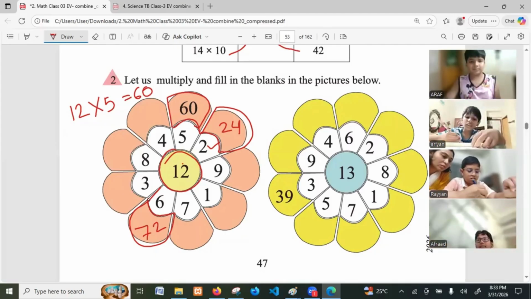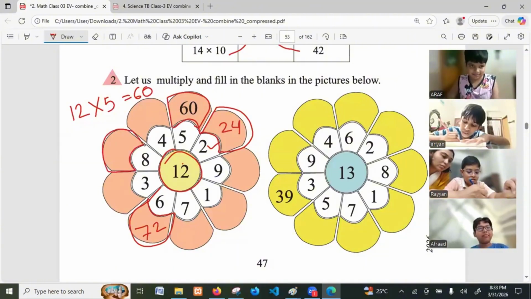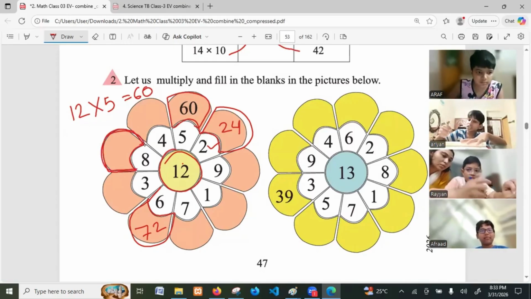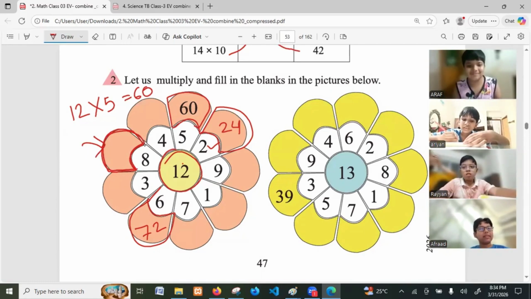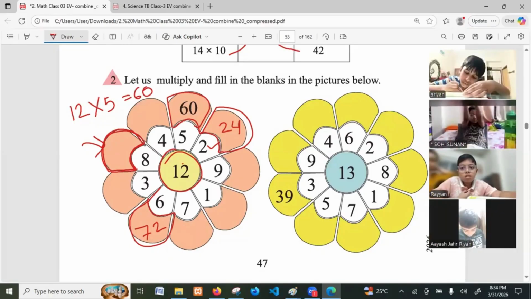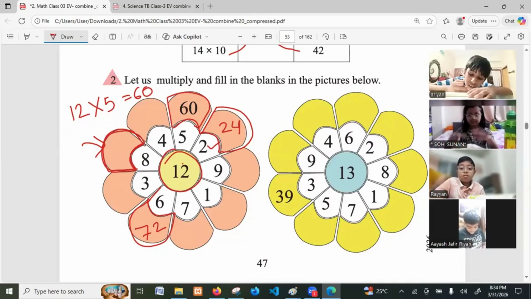Very good. Okay. Afrad, can you tell me the answer of this one? Okay, 12 into 8. Wait, let me do the calculations. In the meantime, Araf, tell me this one. It's 12 times 4. What's the answer? 48. Yes.